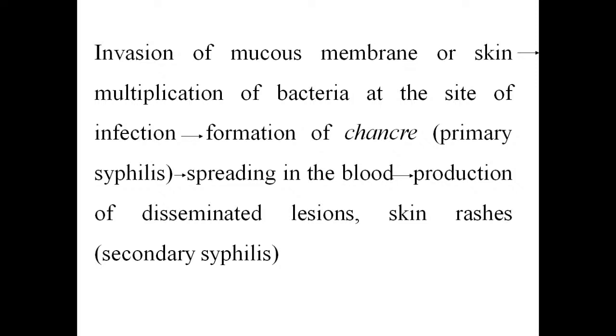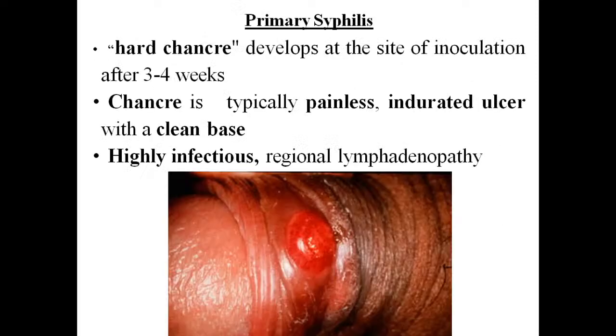After primary syphilis, after formation of chancre, bacteria spread in the bloodstream and produce disseminated lesions, skin rashes. It is secondary syphilis. Let's talk about clinical manifestations of different stages. There are some stages of syphilis. These stages include primary syphilis, secondary syphilis, and tertiary syphilis or late stage.